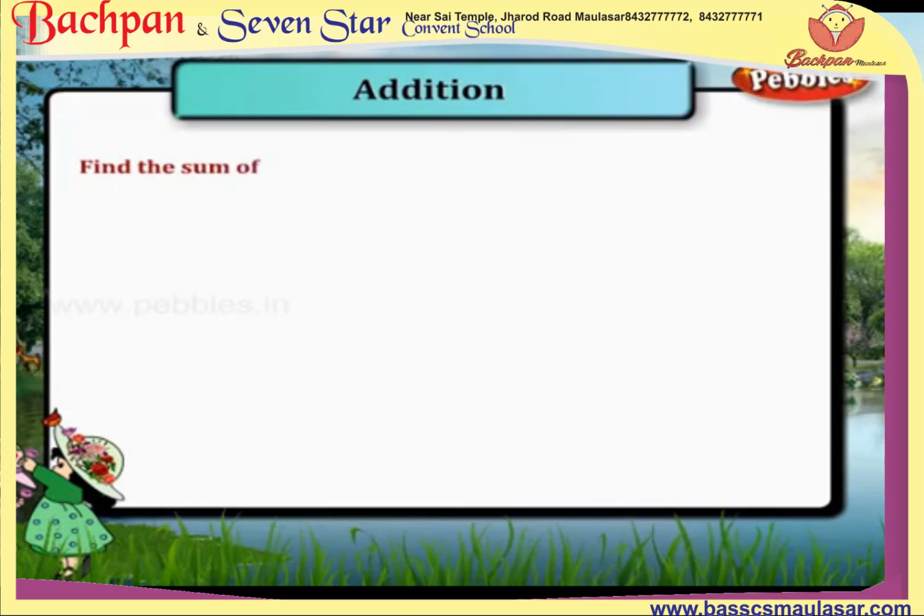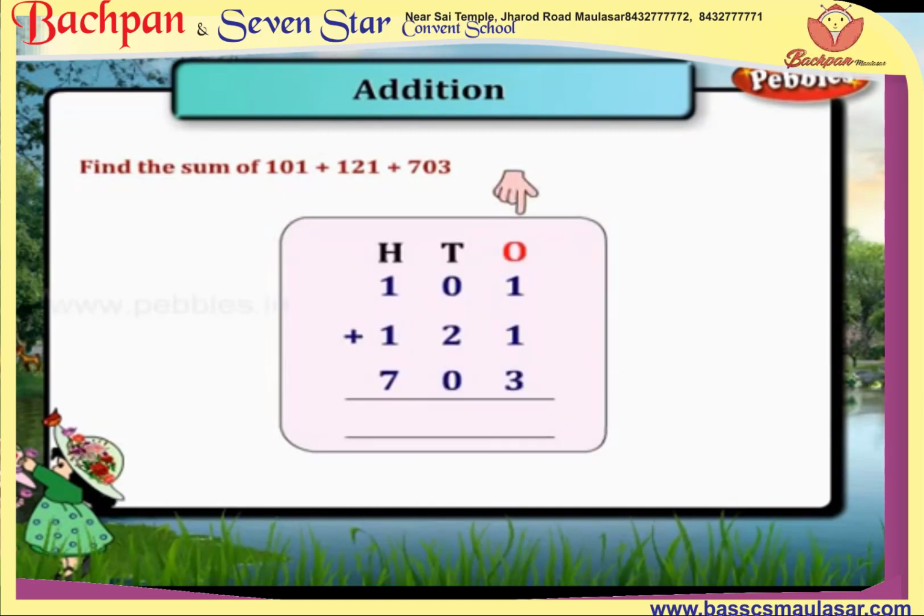Find the sum of 101, 121 and 703. Add the ones. 1 plus 1 plus 3 is equal to 5. Add the tens. 0 plus 2 plus 0 equal to 2. Add the hundreds. 1 plus 1 plus 7 equal to 9. The sum of 101, 121 and 703 is equal to 925.